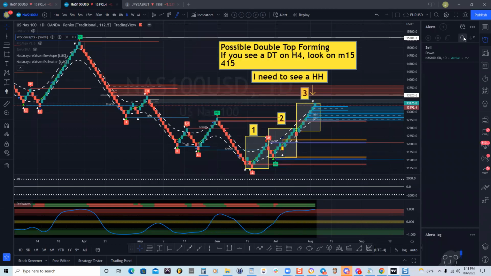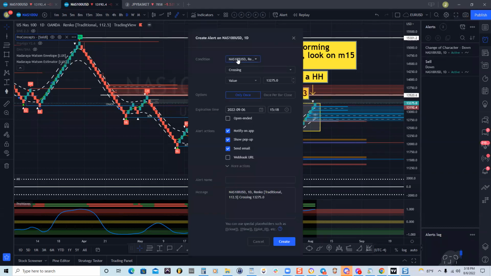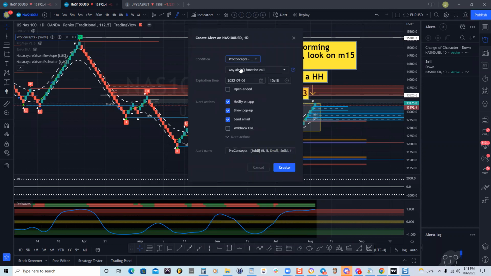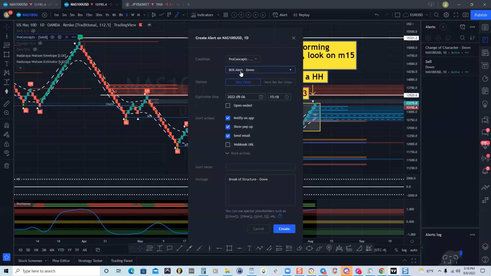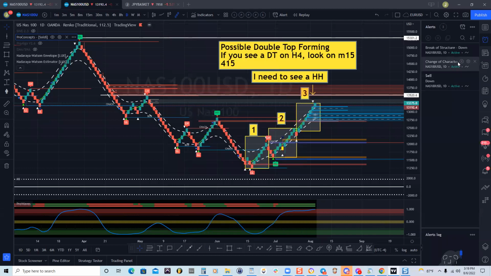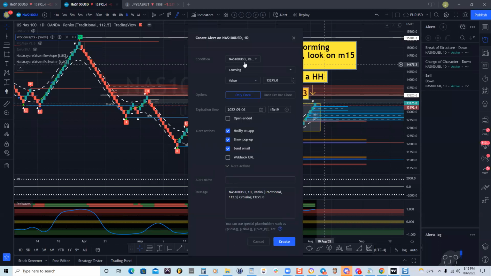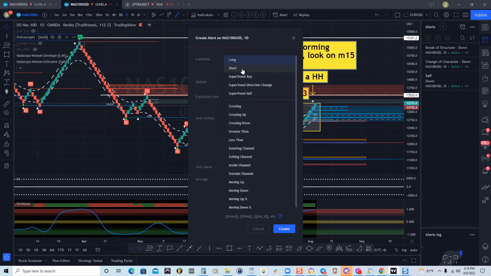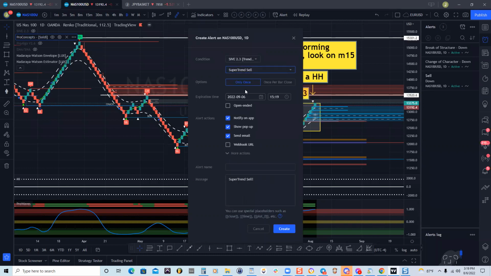Then you can come back and set another one, right? For the SOLD, right? For break of structure alert down. So that means that you're getting some sales going on, right? And then you can do another one, any alert call, right? You can do a SIVE, right? SIVE and long, super trend sale long, right? So you can set all this stuff up.